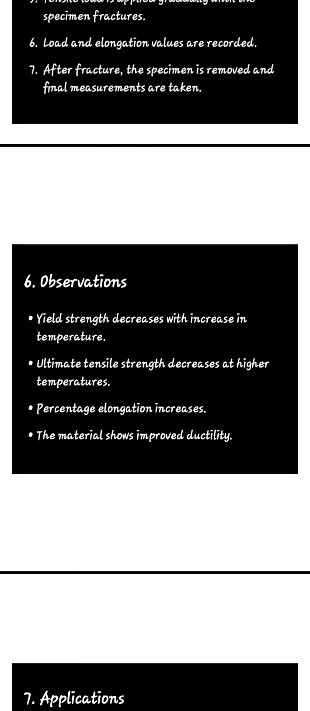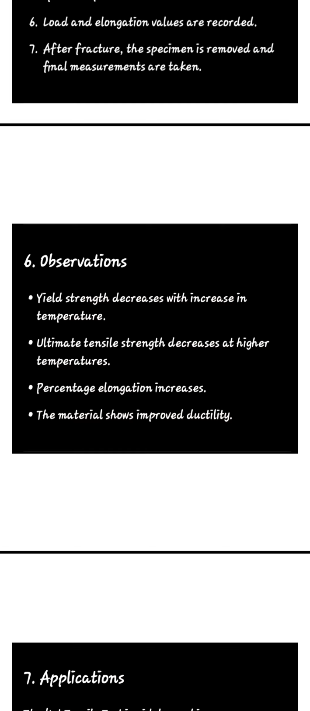Observation: Yield strength decreases with increase in temperature. Ultimate tensile strength decreases at higher temperature. Percentage elongation increases. The material slowly improves in ductility. This shows the material becomes more ductile at high temperature.